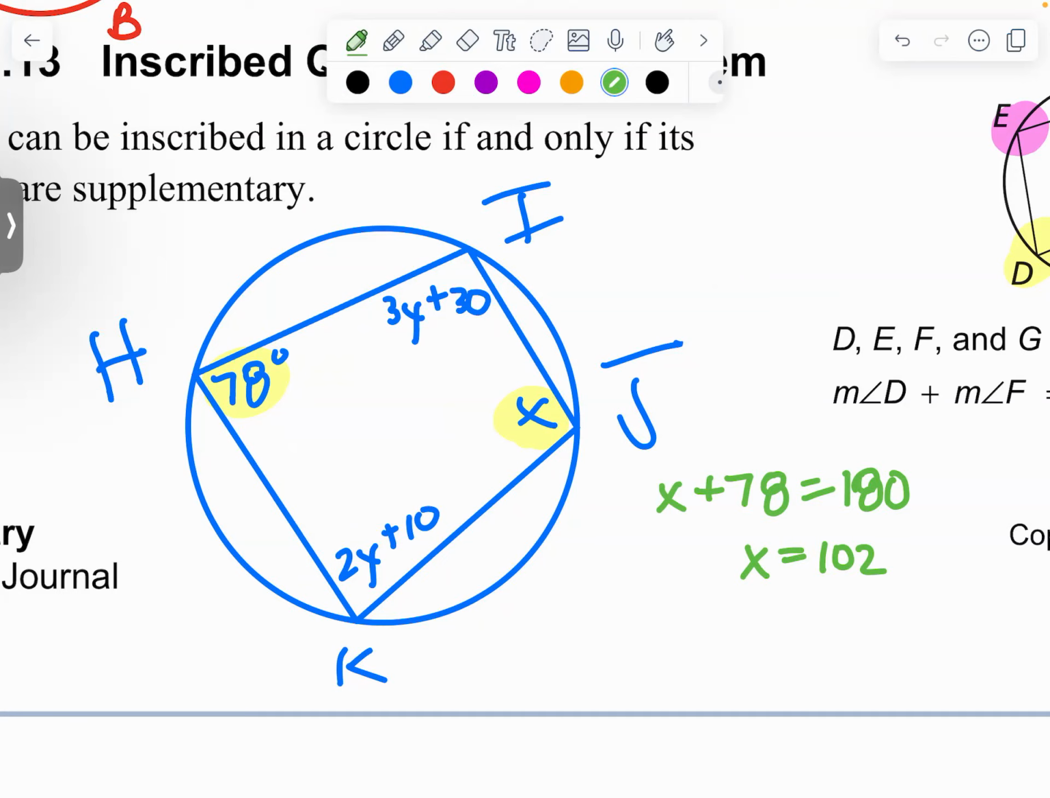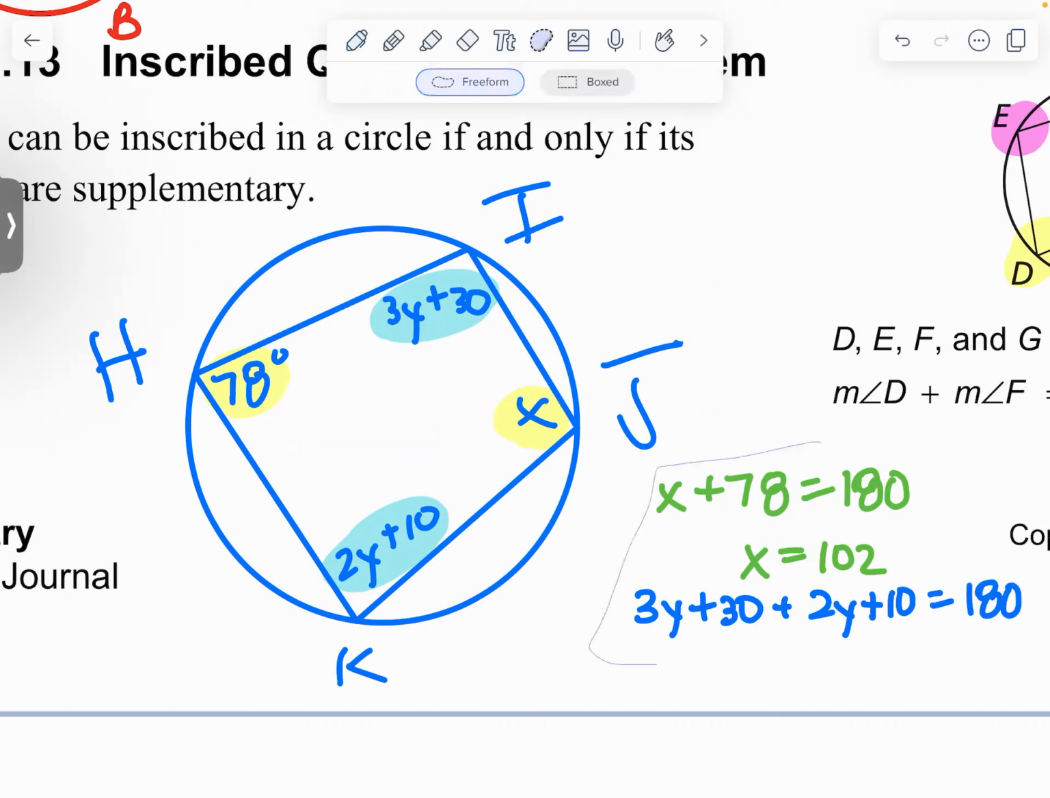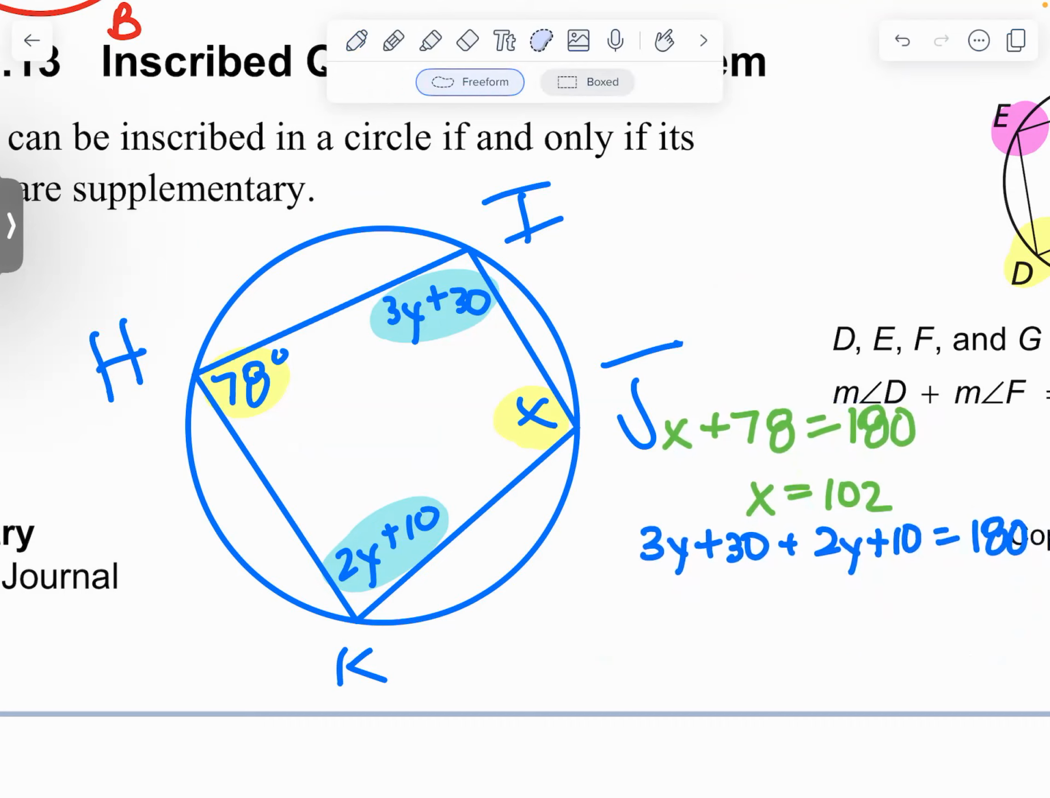What is true about our opposite angles in an inscribed quadrilateral? They aren't equal, they are supplementary. So we are going to take 3y plus 30 plus 2y plus 10, and that equals 180. Some of you are really quick to assume.